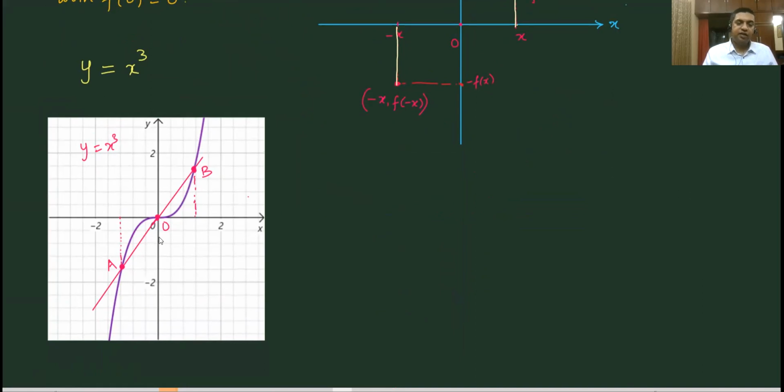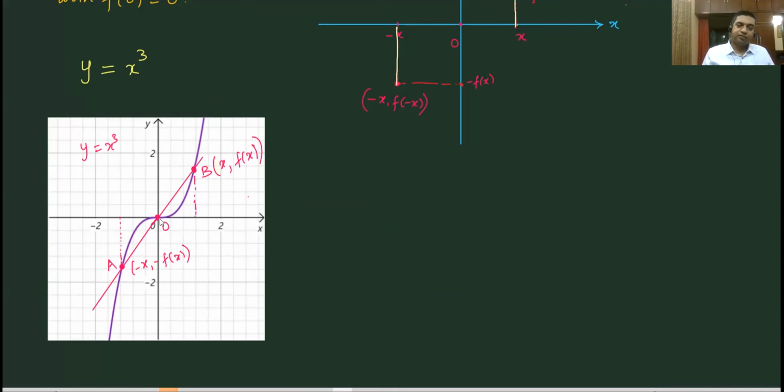So another way of saying that it is symmetric about the origin is this: x comma f of x and minus x comma minus f of x. If you join them by a straight line, it will definitely pass through the origin. It will 100% pass through the origin.